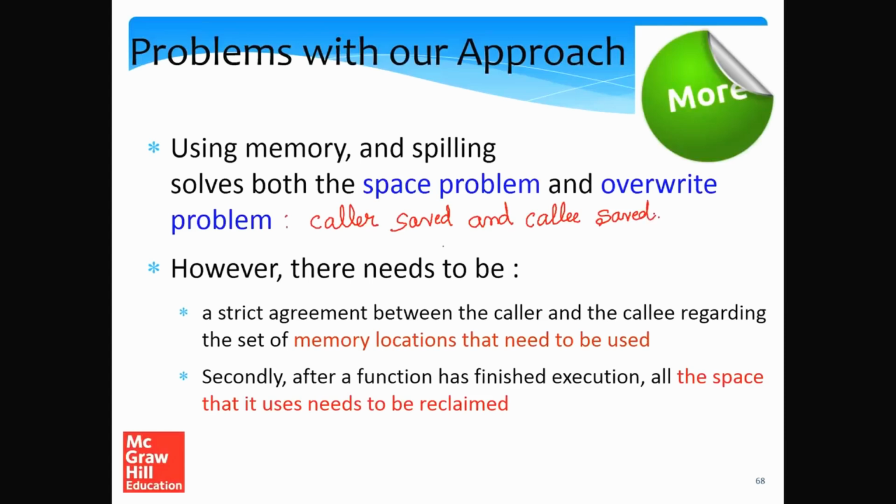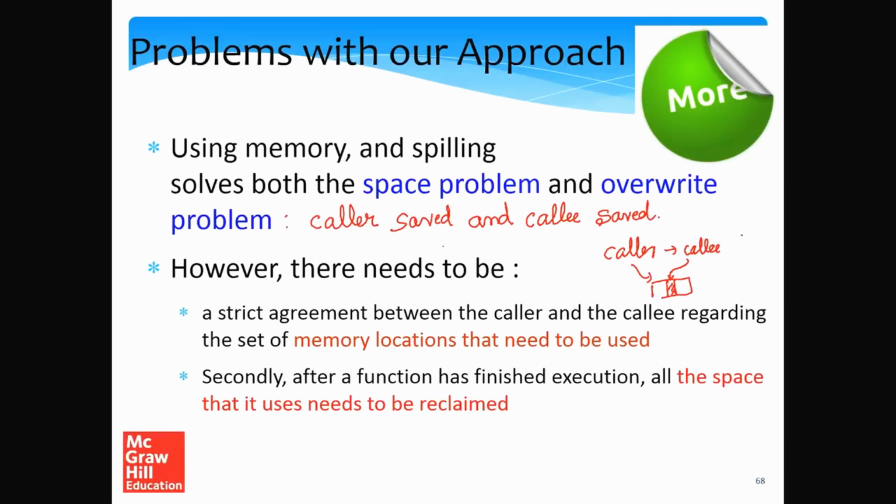However, to have both of these schemes running, there has to be a strict agreement between the caller and the callee regarding the set of memory locations that are being used. The reason is that, let's assume the caller saves its registers in a certain region in memory, right? So let's say it is this region. Then the caller calls the callee, and the callee also starts saving its registers in this region. Then clearly they will start interfering in memory, and this will not work out.